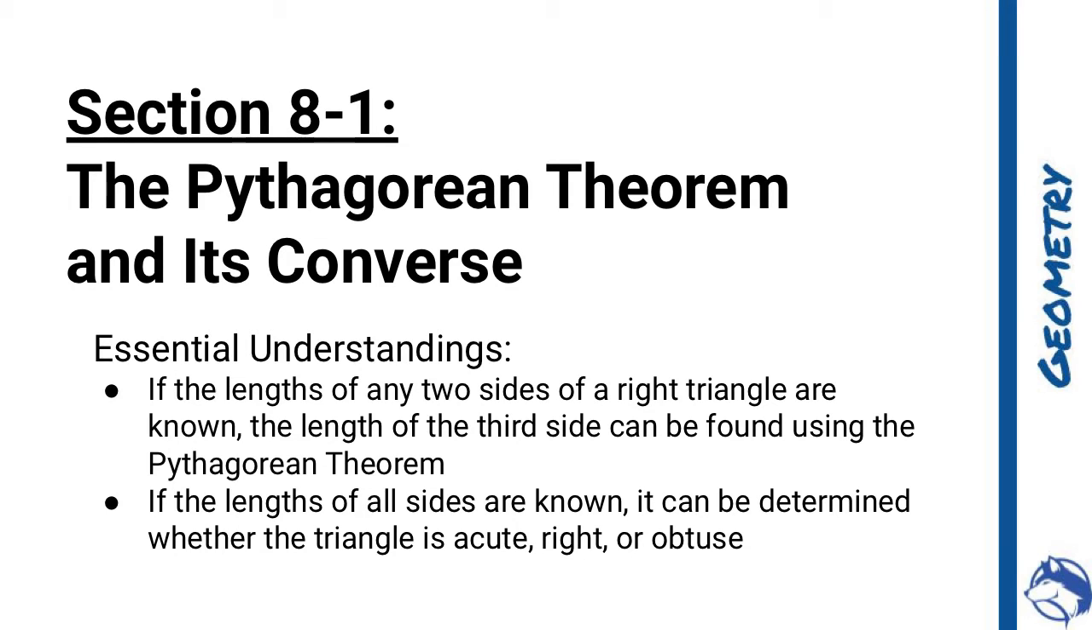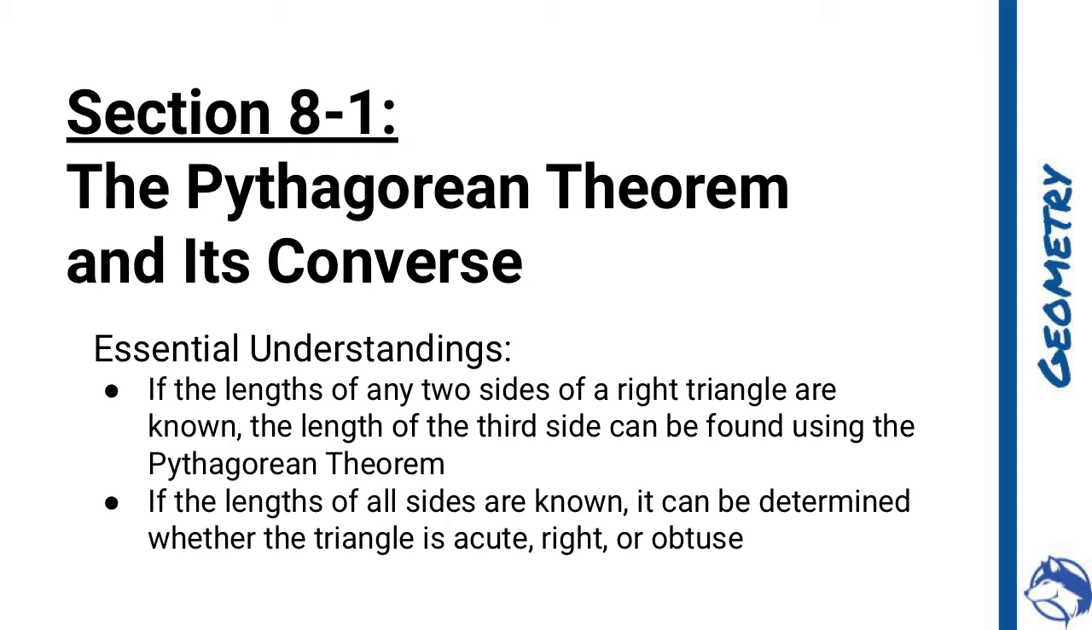All right, today we're talking about the Pythagorean theorem and its converse. So, if the lengths of any two sides of a right triangle are known, then the length of the third side can be found using the Pythagorean theorem. It's one of my favorite theorems, and I know it's one of yours, so we're going to use that today, and it's going to be awesome.